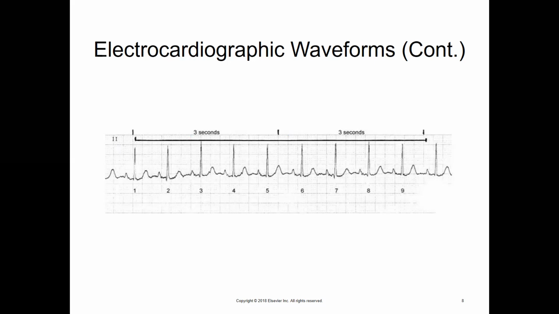Okay, does everybody understand that? I don't want you to get too caught up in this. If you count, each little square is 0.20 of a second, so if you count 15 of them, that makes 3 seconds: 1, 2, 3, 4, 5, 6, 7, 8, 9, 10, 11, 12, 13, 14, 15. So every 15 squares is 3 seconds. You count for 6 seconds, and there are 9 QRS complexes, and then you take that times 10. So this heart rate would be 90.